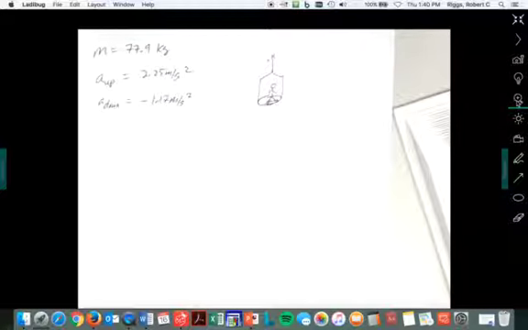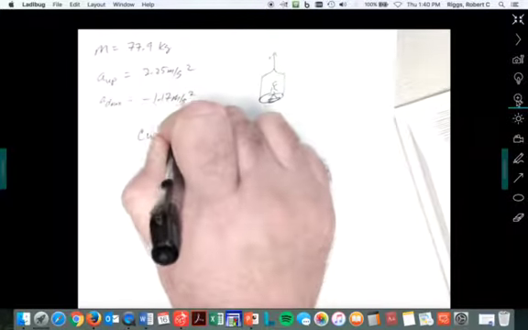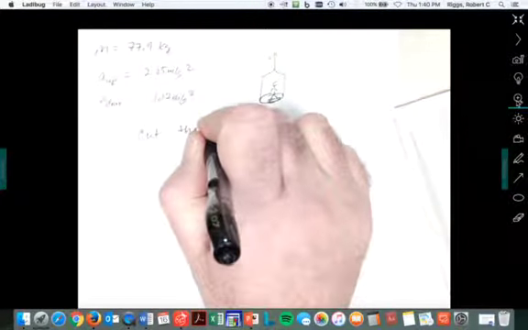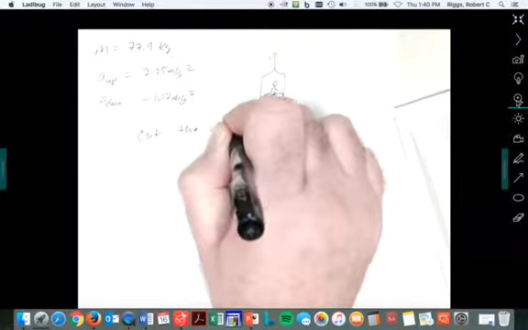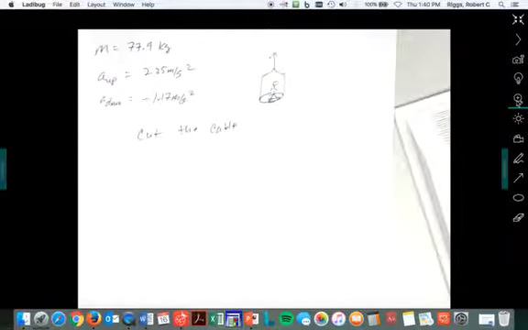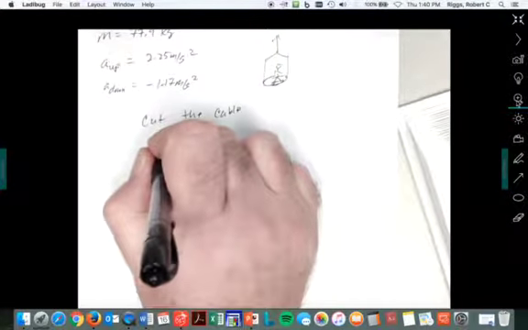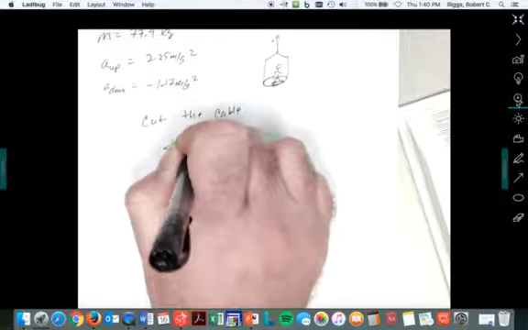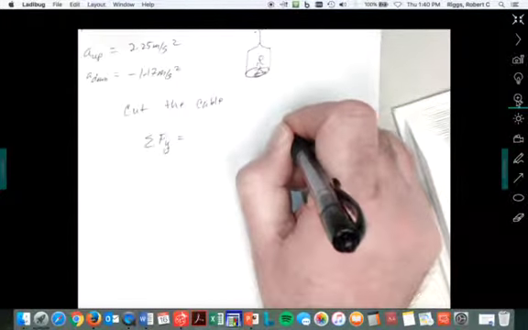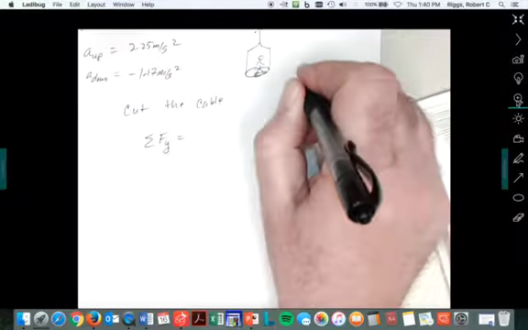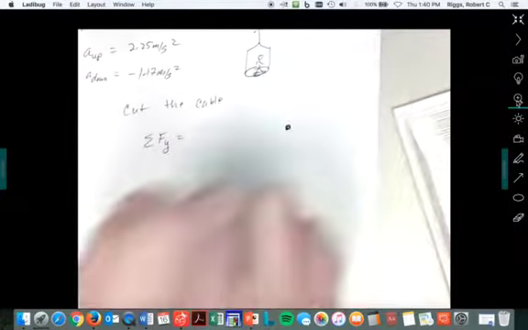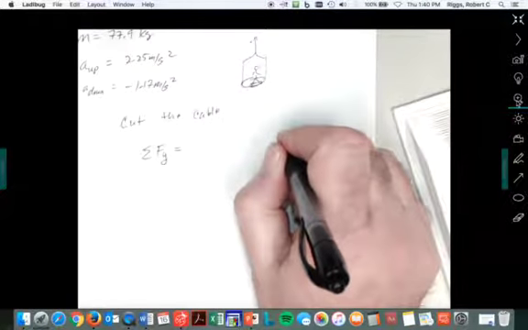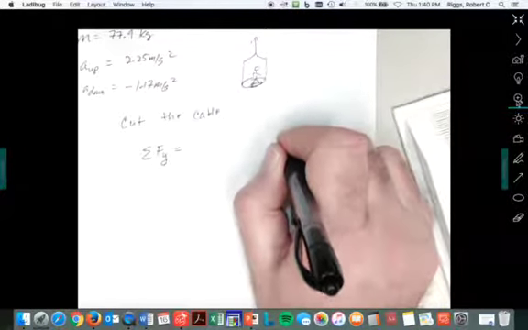So let's look at cutting the cable. You'd be in free fall, and the scale would read 0. In other words, you'd be weightless. And here's why. The sum of the forces in the y direction: somebody cuts the cable, there's nothing pulling you up, there's nothing holding you down. You are in free fall.